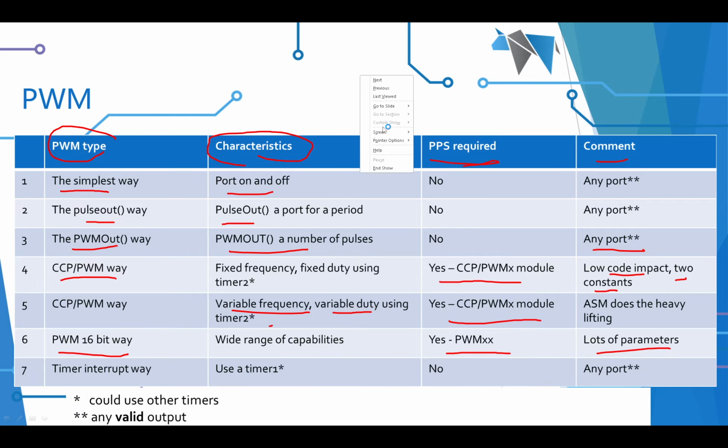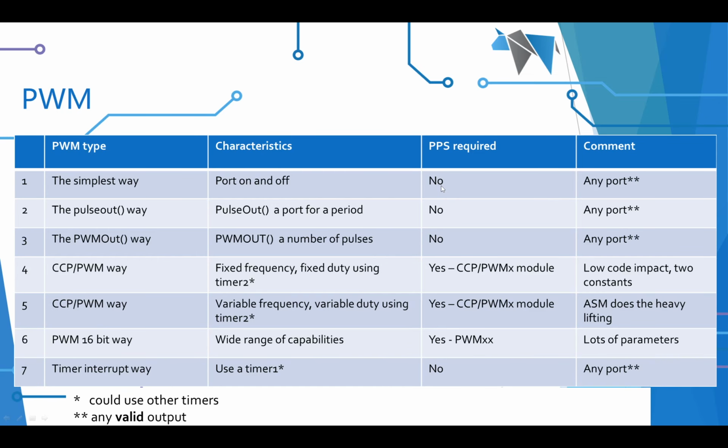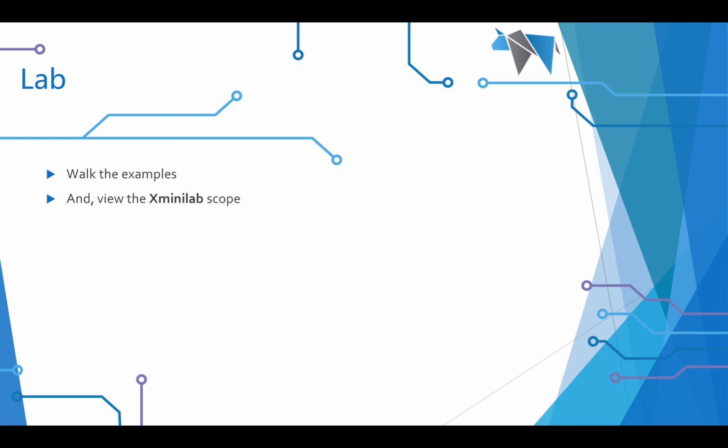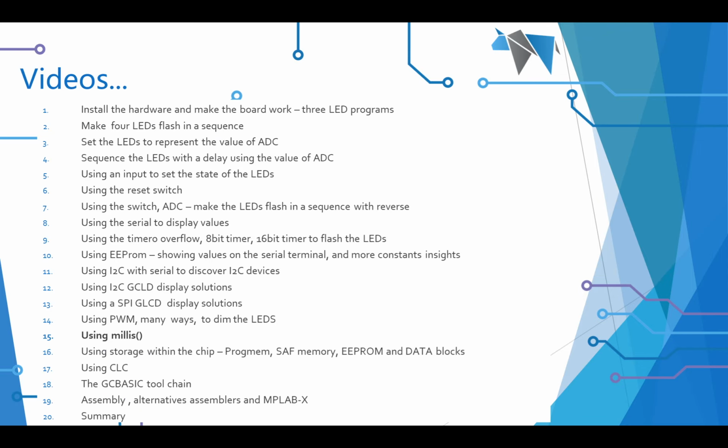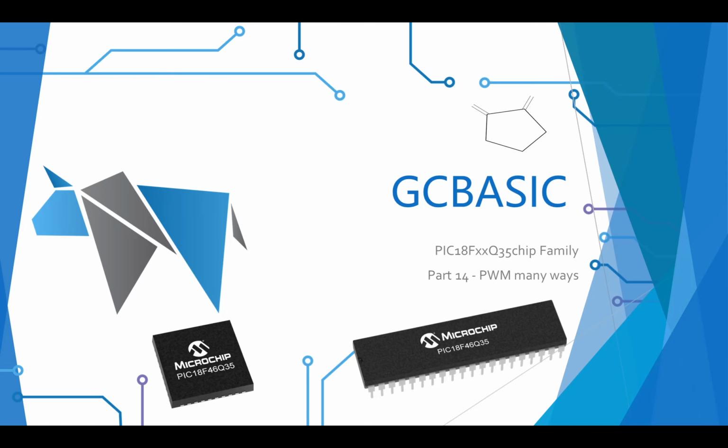So we have seen many different methods of using pulse width modulation. I've walked the examples. I've showed you the results on the X-Minilab scope. Next time, we're going to use millis. Enjoy.